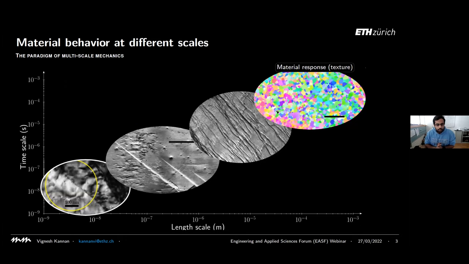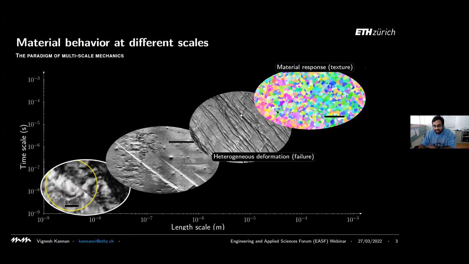So I'm presenting to you a paradigm for how we understand multi-scale material response. So here you're seeing a length scale and time scale plot. At the macroscopic length scales, we're talking about texture, which is essentially a volume average measure of the orientation of grains in the case of a polycrystalline sample, and that defines your material response. When you go to shorter length scales, you have heterogeneous deformation. These are examples of shear localized or localized deformation bands inside magnesium polycrystals.